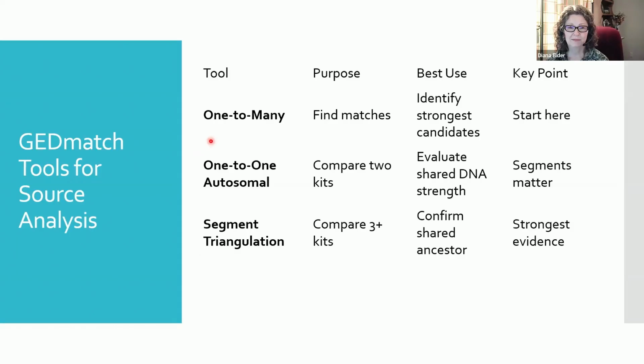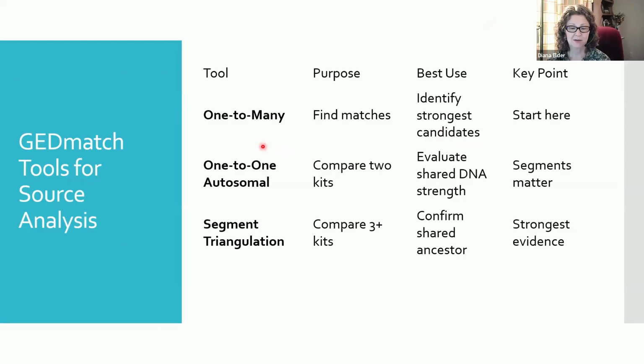So in one-to-many, we are going to find matches, and it's to identify our strongest candidates. We're going to look at an example in a minute, and this is a good place to just get started. And then we have the one-to-one autosomal where we can take one of these matches that we find here that we want to work with, and we can compare the two kits.